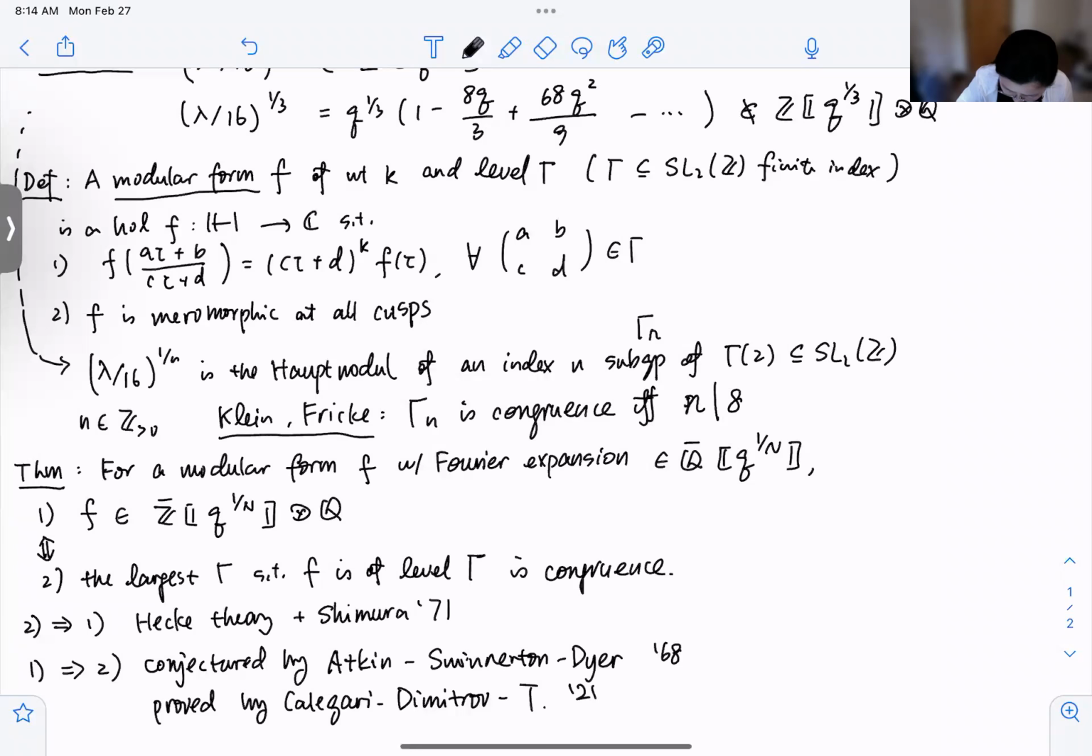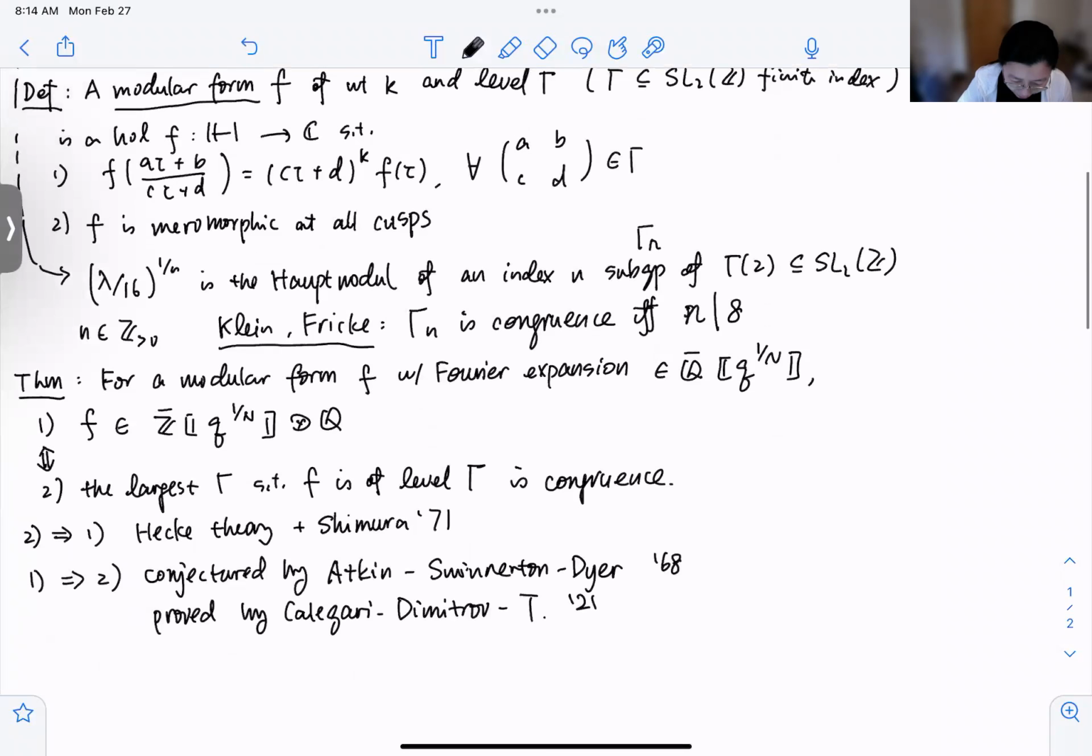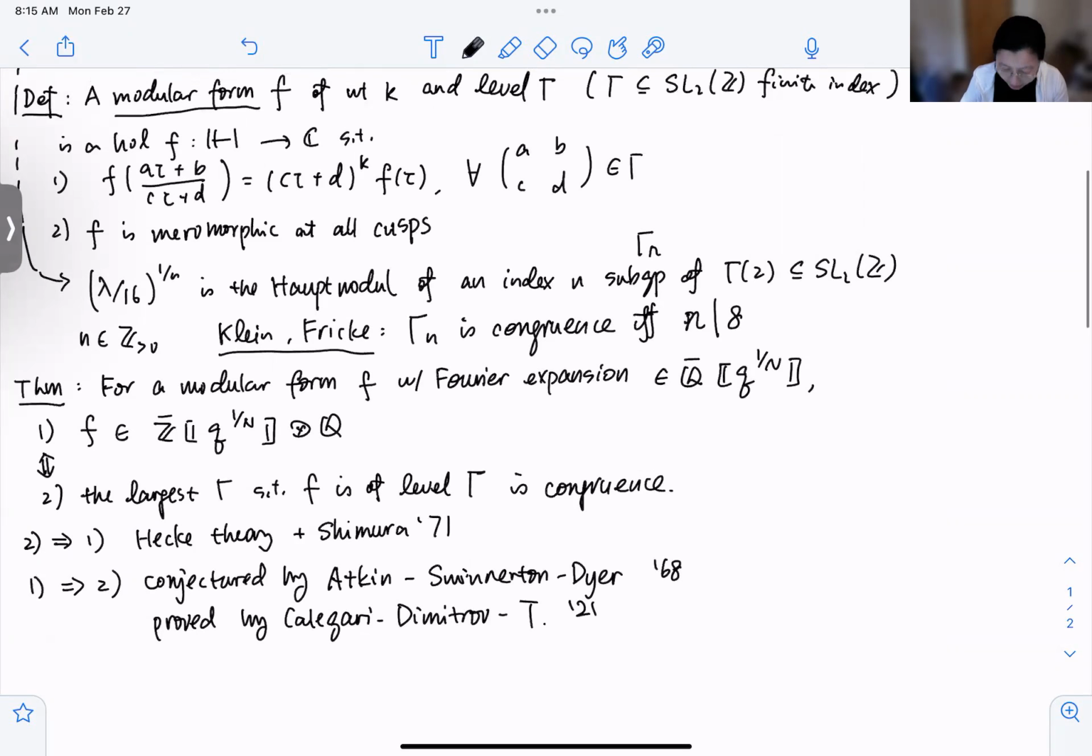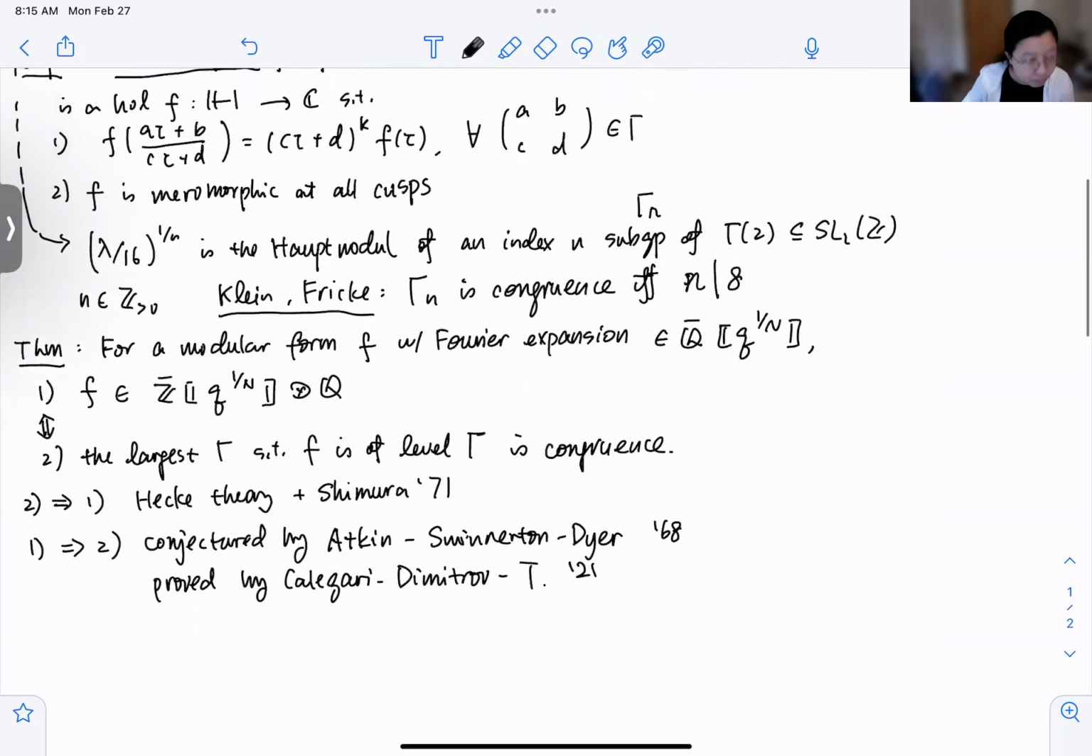Okay, so this is the statement of the theorem. And then I would like to give a very sketchy proof of the theorem in order to motivate the discussion about the arithmetic holonomicity theorems.